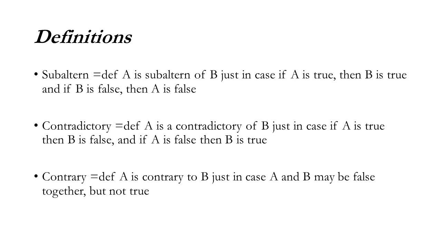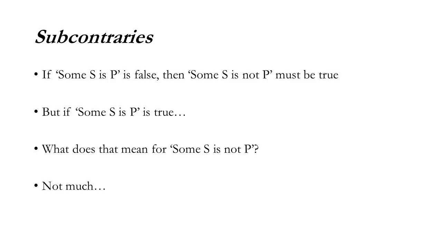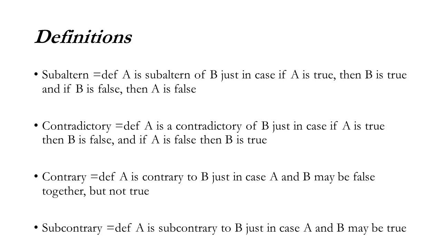Now, you could probably fill in the blanks for what a subcontrary is then. If some S is P is false, then some S is not P has to be true. But just because some S is P is true doesn't mean anything has to be the case for some S is not P. Similar to contraries, A is a subcontrary to B just in case A and B may both be true, but they can't both be false together.